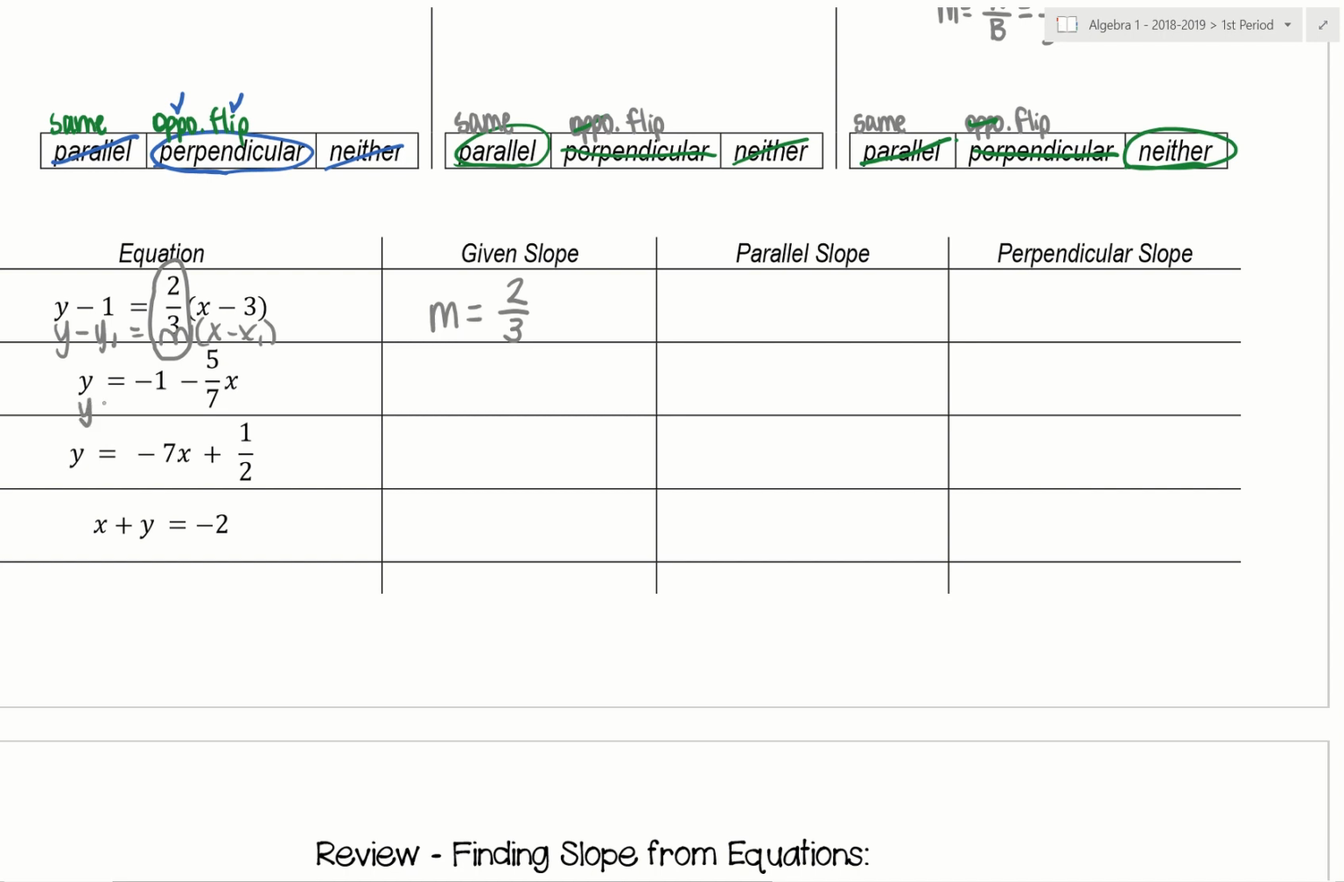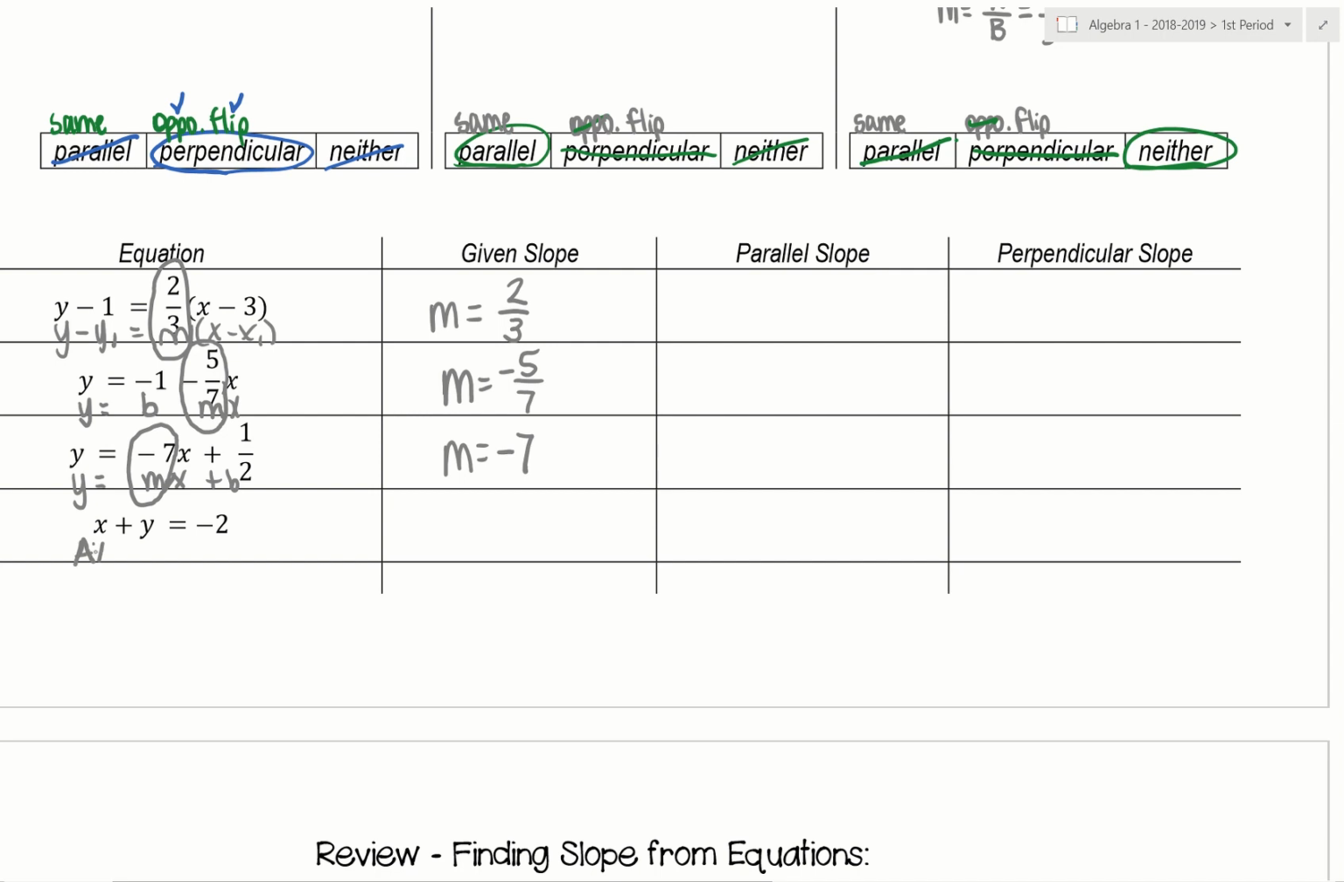My y is by itself in this second problem, so that means it's y equals mx plus b. They just tried to switch up where the m and the b are. So make sure you pay attention. It's the number in front of your x. Your slope is -5/7. Your third example is y by itself. So again, that's y equals mx plus b format. They did it nice this time. My slope was easy to find. It's -7.